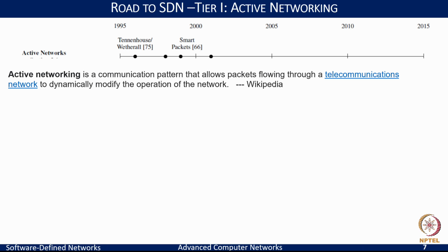So now you cannot think of packets as just passive data that is being transmitted from one end of the device to the other, but the data also contains an active part which can manipulate, process, and change the way the network behaves for processing of these packets. And that's what really led to active networking. In a nutshell definition, it's like a communication pattern that allows the packets flowing through a telecommunications network to dynamically modify the operations of the network itself.